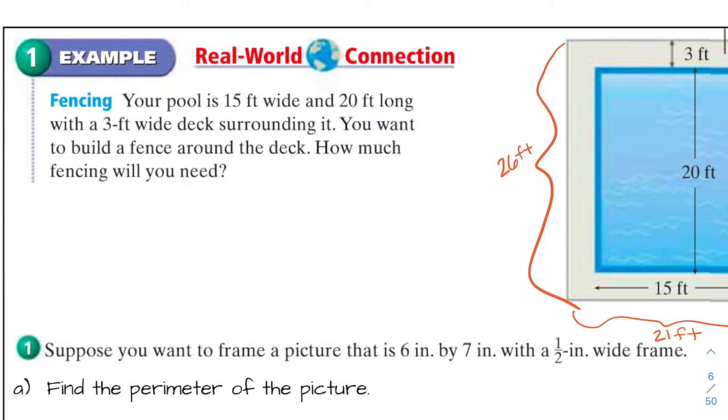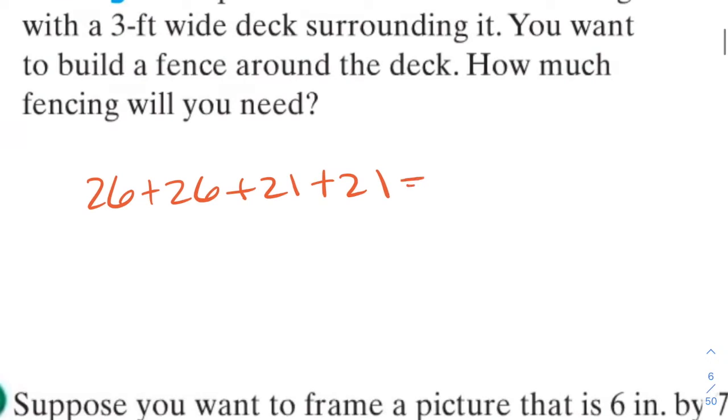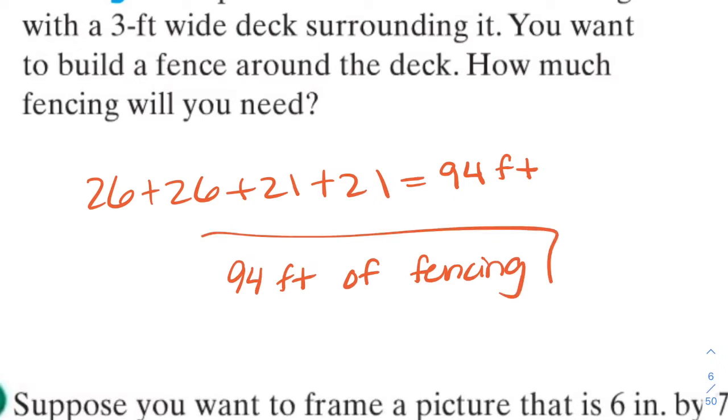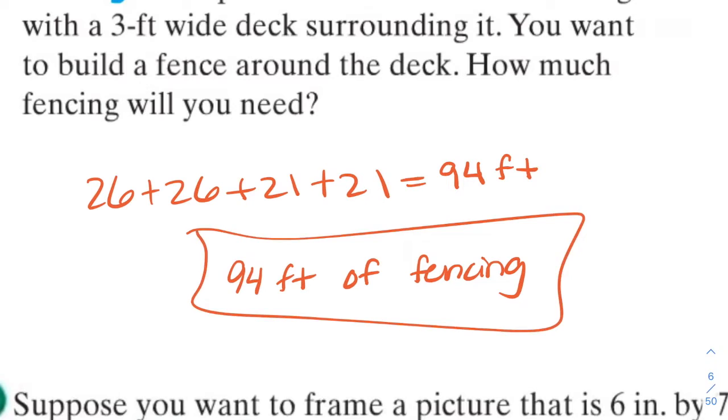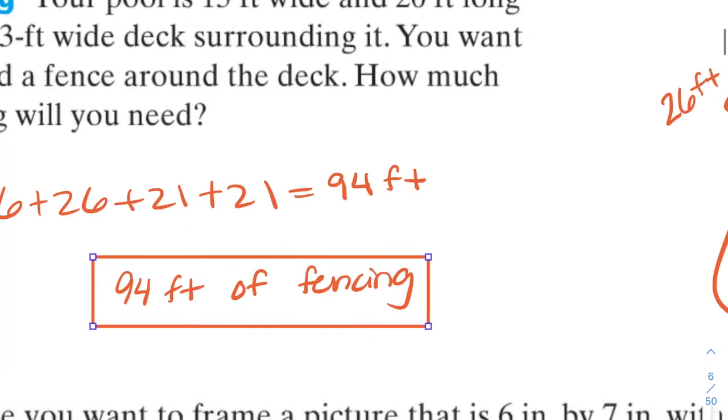So if I want to know how much fencing I need, that's going to be perimeter. So I'm going to do 26 plus 26 plus 21 plus 21. So that's 52, 94. We're going to need 94 feet of fencing. Okay. A couple ways to find it. You could have just done 26 plus 21 and multiplied that by 2 because you have two lengths and two widths.